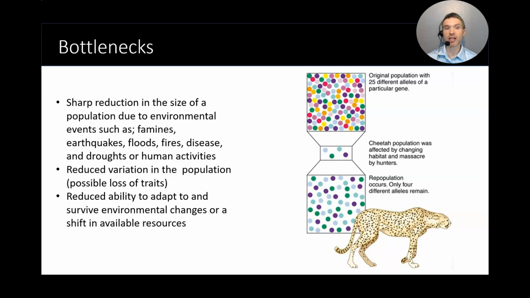Now, after habitat destruction and hunting, that large cheetah population drastically became reduced. And as a result, many of the alleles, or traits, have now been lost from the population, such that only 4 of those alleles remain. So bottlenecks dramatically reduce the ability of that cheetah population to adapt and survive to environmental changes if there's a shift in available resources. And that's why conservation is so important.